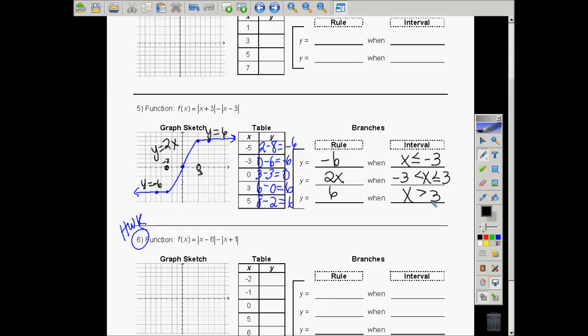Alright, so what are our homework problems? 3, 4, and 6. Why isn't that one greater than or equal to? The last one, x is greater than 3, because it's a positive. But why isn't it greater than or equal to? Because we already accounted for the equal to right here.